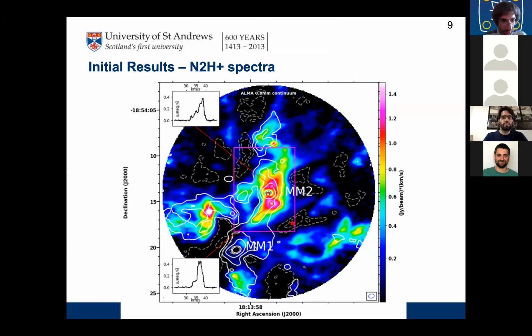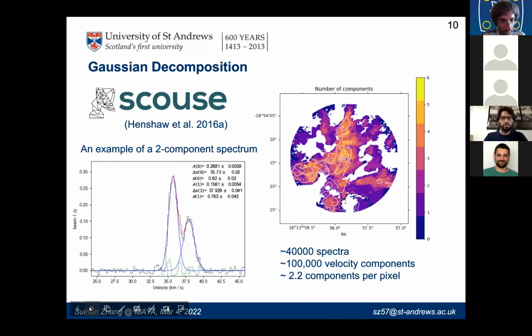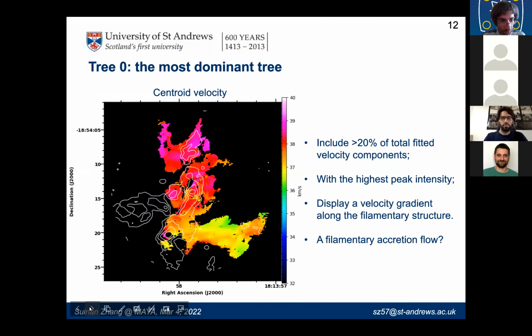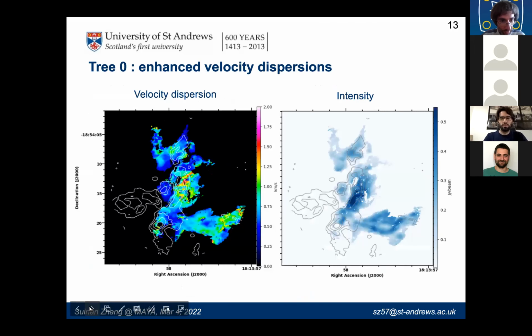So I have another question here. Could another possible explanation for the high velocity dispersion region in the N2H+ moment 2 map be multiple velocity components along the line of sight, which cause the moment 2 procedure to overestimate the line width? If you have multiple velocity components in the line of sight, maybe your dispersion is not really meaningful, but just biased by this.